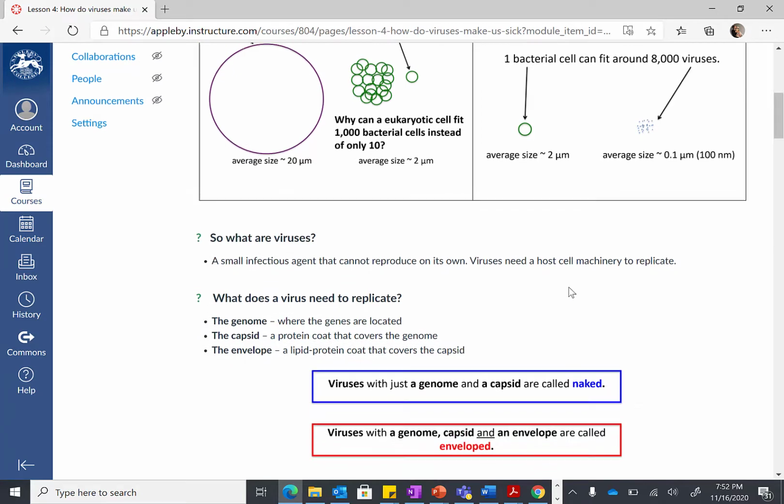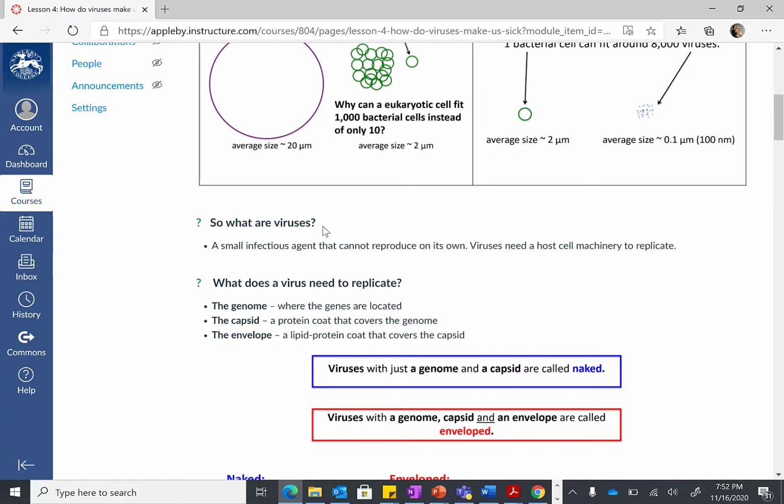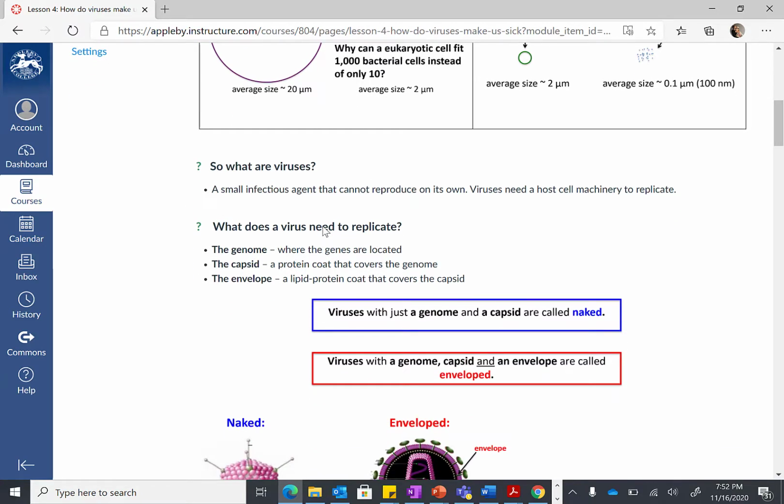So we start the lesson off by looking at what viruses are, and simply it's a small infectious agent. It cannot reproduce on its own. It cannot make proteins on its own. It needs a host to be able to do that. And you'll see in this lesson how they do that, but essentially they inject their genetic material into the host, and the host does all the work for them.